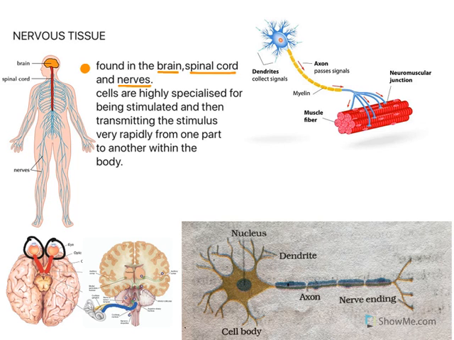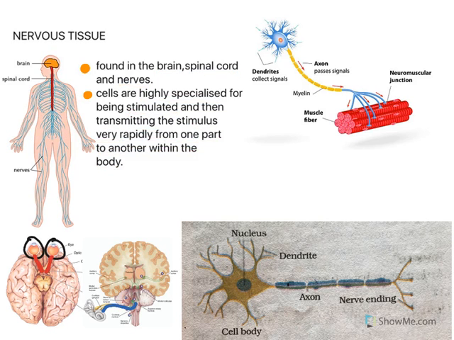So the cells of these nervous tissue are highly specialized. They get stimulated, they pick up messages, and they transmit it. Means they carry these messages very rapidly from one part to another in the body. Most of these nerves, they either start from the brain to the different parts of the body, or from the spinal cord they spread to the different parts of the body. They connect the different parts of the body either to the spinal cord or directly to the brain.